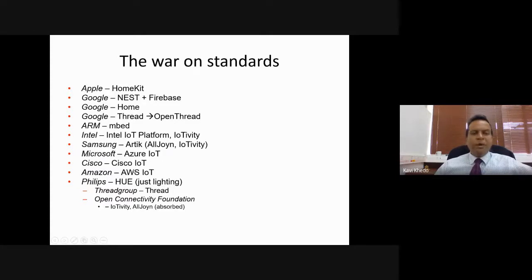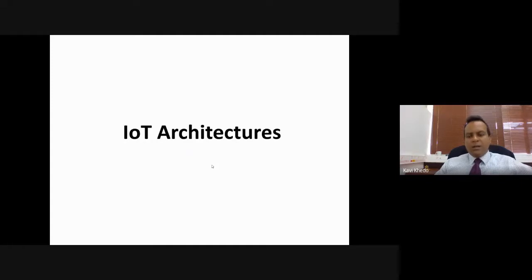All those big players, big companies, are in the domain of IoT, and they want their platform to become standard. They want everyone to use their platform. Just to tell you that even in this area, you have lots of companies that want to have a lion's share of the market. Okay, let's start now on the IoT architecture itself.